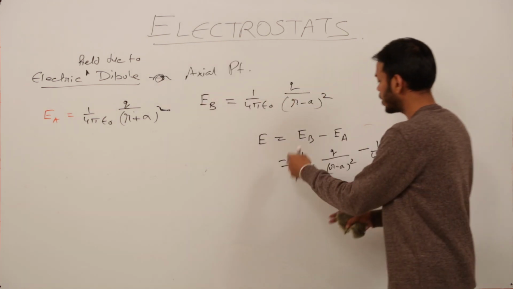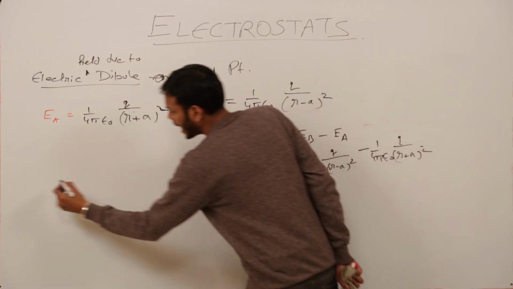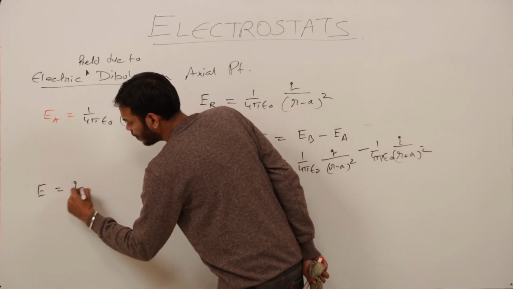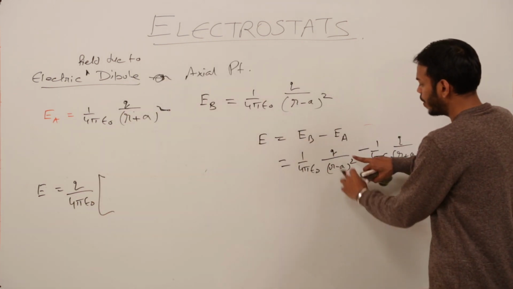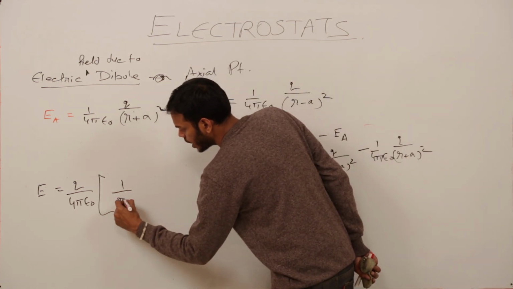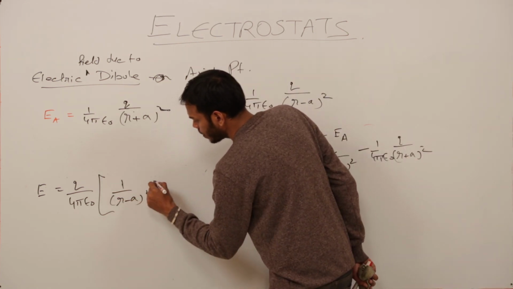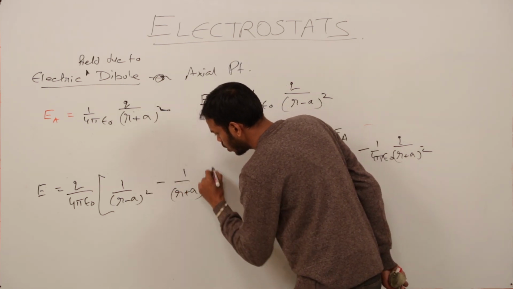What are the common terms here? Q upon 4 pi epsilon naught. So, in the bracket, you will be left with Q upon 4 pi epsilon naught. Here I will be left with 1 upon (R minus A) square, and here I will be left with negative 1 upon (R plus A) whole square.